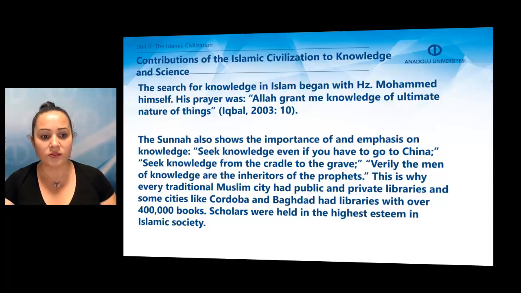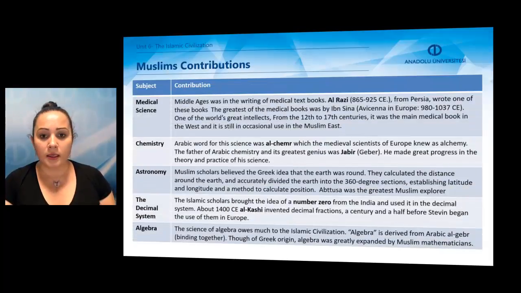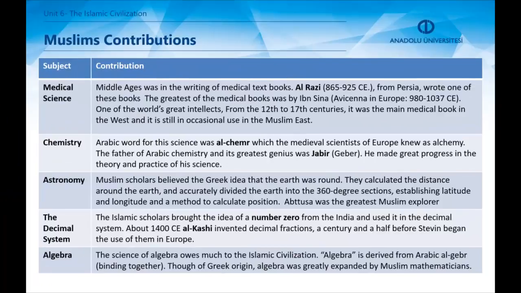This is why every traditional Muslim city had public and private libraries, and some cities like Cordoba and Baghdad had libraries with over 400,000 books. Scholars were held in the highest esteem in Islamic society. And in this table, you can see some Muslim contributions to some sciences.